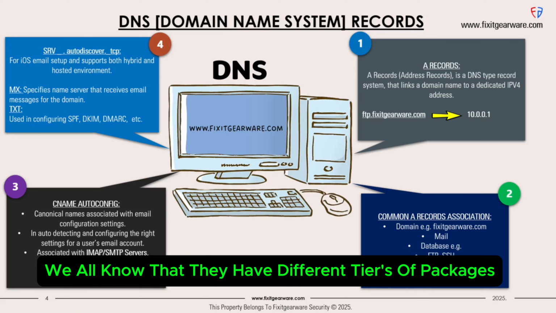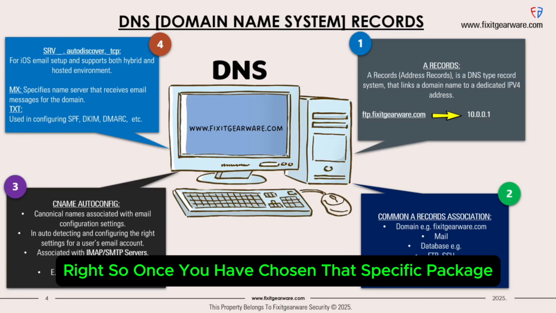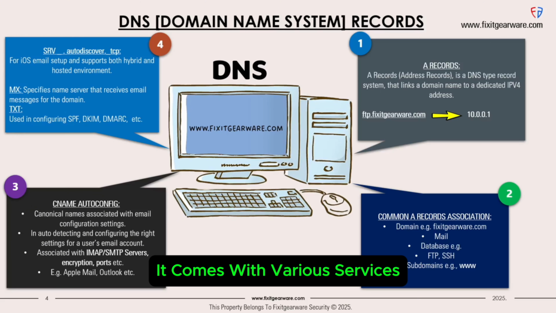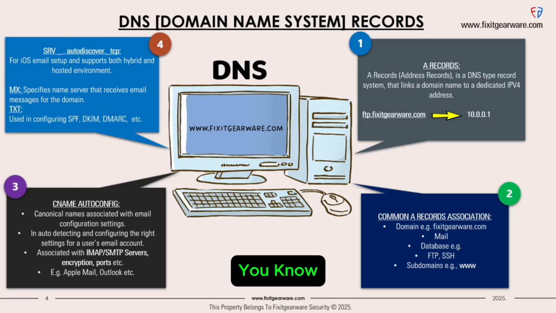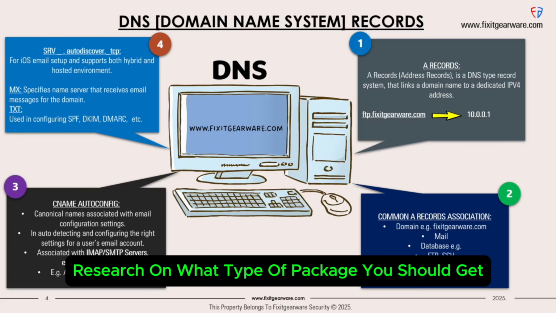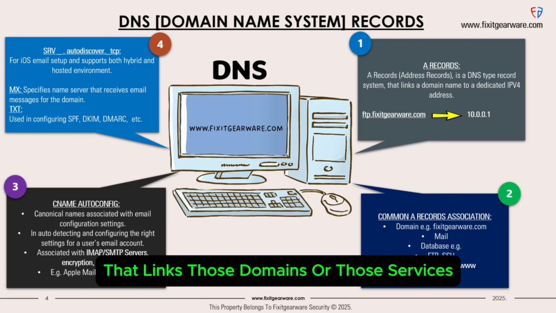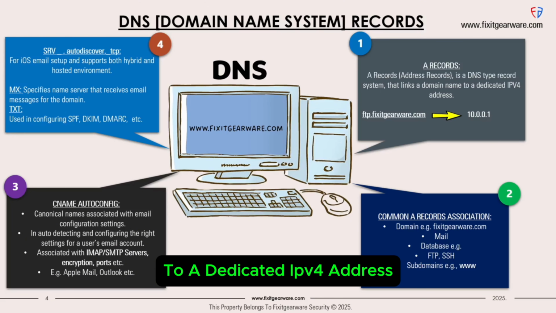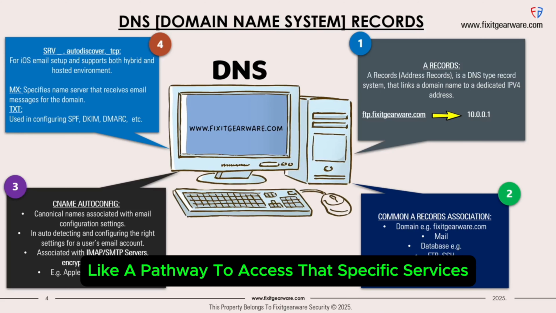In web hosting, we all know that they have different tiers of packages, right? So once you have chosen that specific package, it comes with various services, which will be outlined when you are researching what type of package you should get. So these A records are a DNS type of record that links those domains or those services to a dedicated IPv4 address. Basically, those IPv4 addresses stand as a pathway to access that specific service.